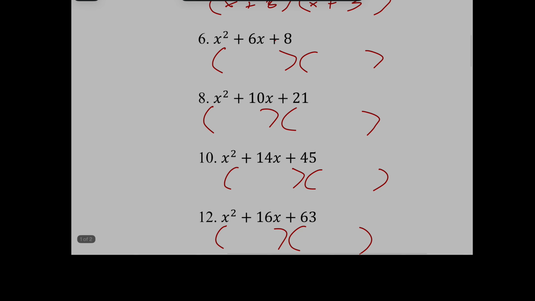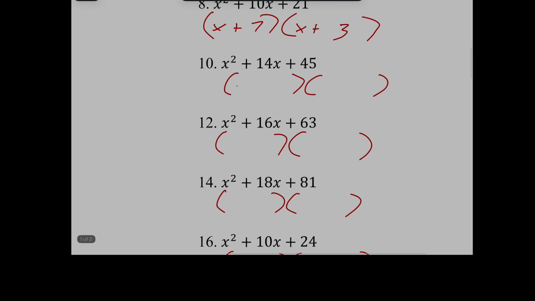Number 6, third term positive. Signs are the same. Take the sign of the middle number. What multiplies to 8 and adds to 6? That would be 4 and 2. Next one down here, third term is positive. Signs are the same. Take the sign of the middle. And we're going to get 7 and 3.